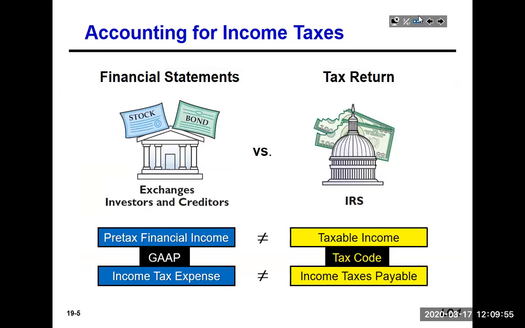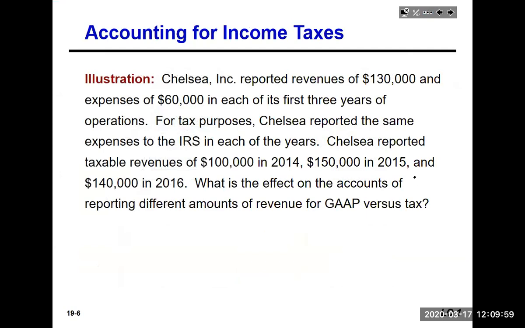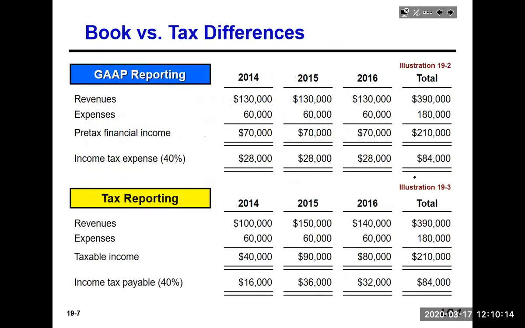Get that thing out of the way, whatever it is. Here we have an example of a company that's got revenues of 130,000, expenses of 60. They make it simple, 3 years. But the taxable revenues were what? 100,000, 150, and 140. What does that look like? Well, that's a very good slide there.